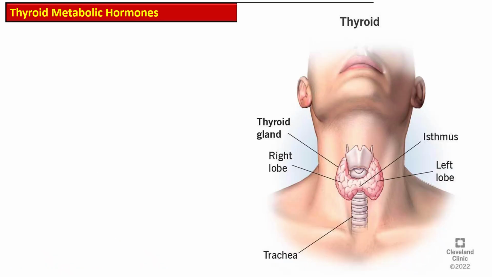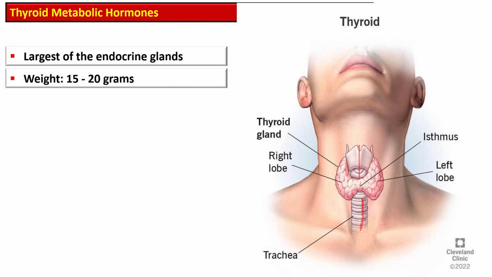The thyroid metabolic hormones are secreted from the thyroid gland that is positioned below the larynx on each side of the trachea, below the larynx on each side and anterior to the trachea. This is one of the largest endocrine glands and weighs about 15 to 20 gram in adults.